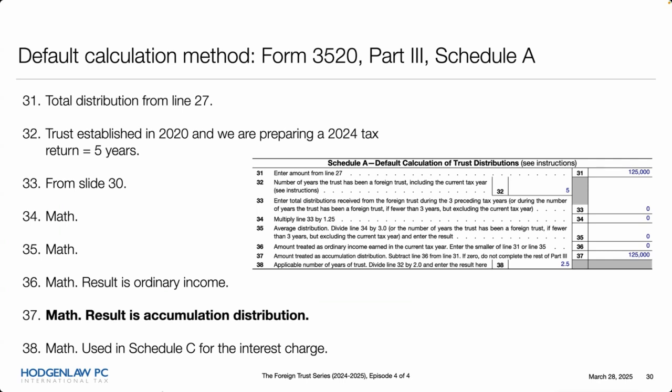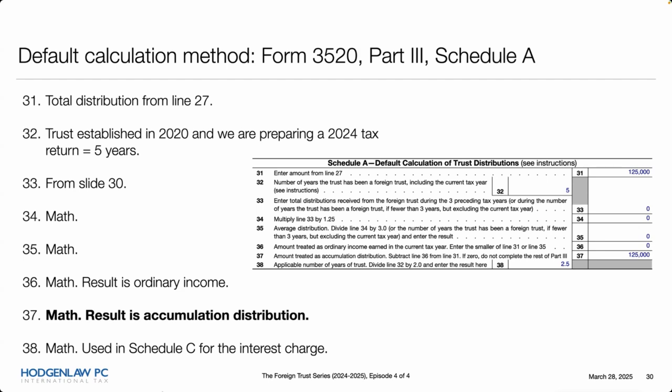I do math on my fingers. And then line 33, the total distributions in the prior 3 years, 0. Okay, well, lines 34, 35 are math. And line 36 is, the amount, no, pardon me, line 37 is the amount that's treated as the accumulation distribution.